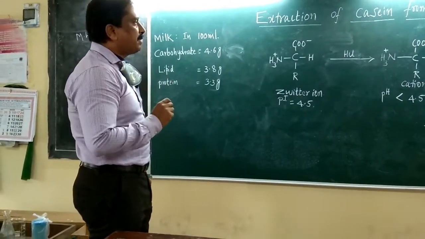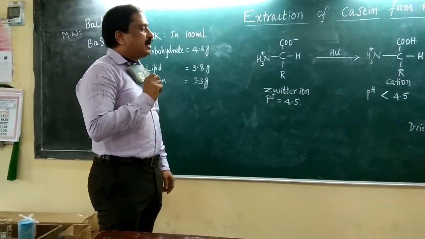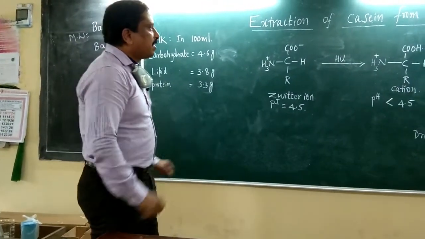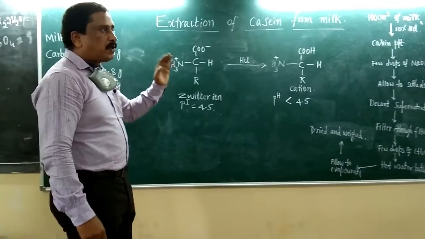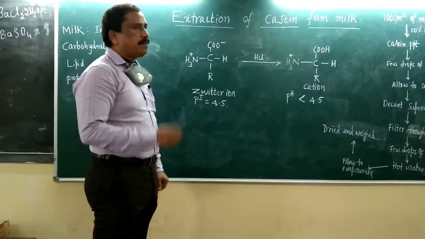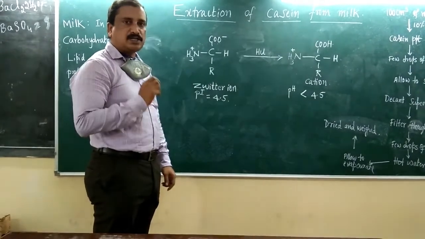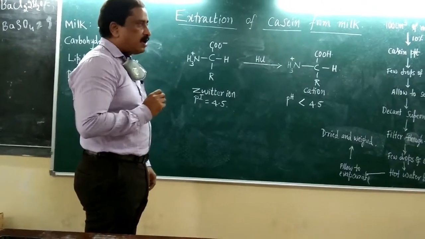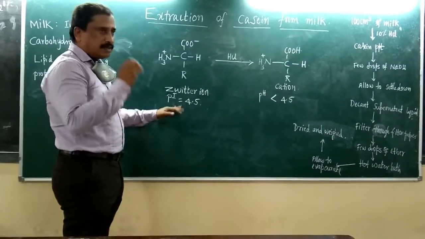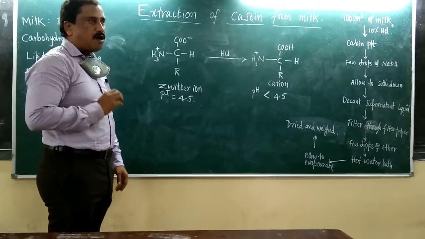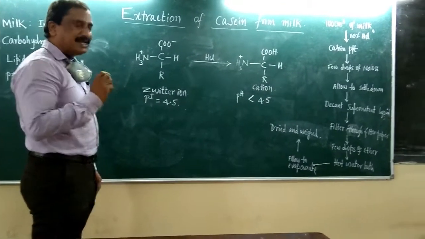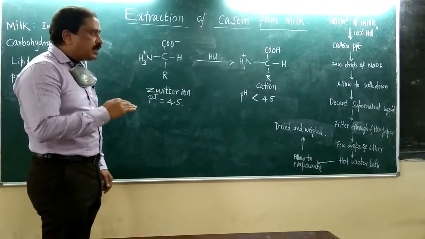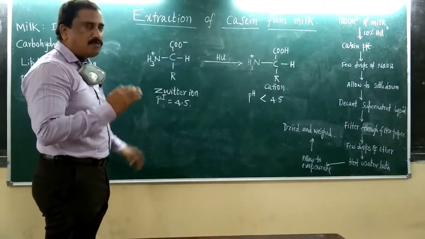The protein present in the milk is called casein. Let us discuss how this casein can be extracted from the milk. Casein is a protein, and every protein has its own pI value, that is, isoelectric pH. The casein isoelectric pH is 4.5. Above this 4.5, casein is present in the milk in the soluble form as calcium and potassium caseinate. So in order to precipitate this casein, we need to lower the pH below 4.5.